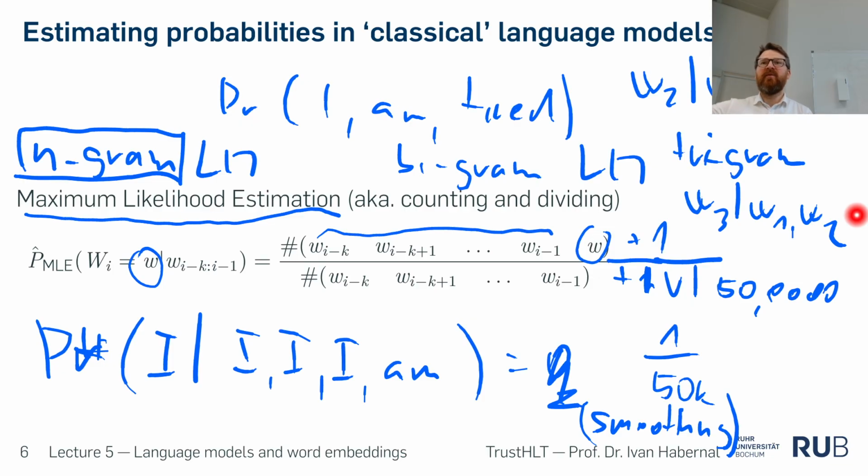Because for everything beyond 6 or 7, you will get something like 0 counts for most of these sequences. And it's becoming very big because you need to estimate the probability for every word in your vocabulary, every combination of words.